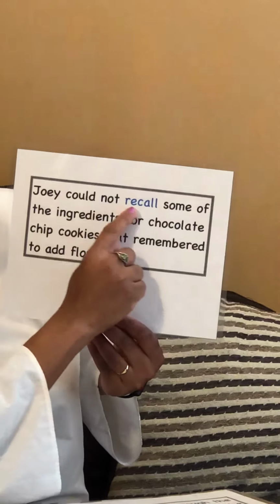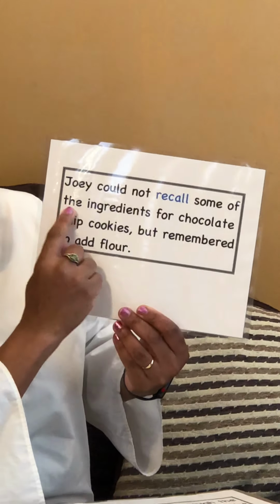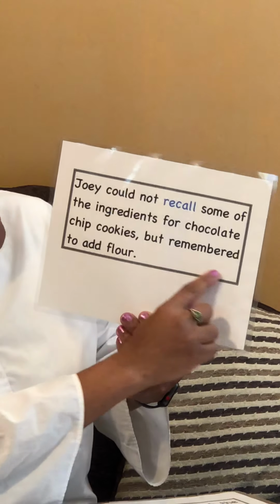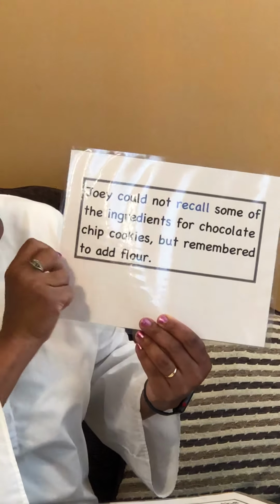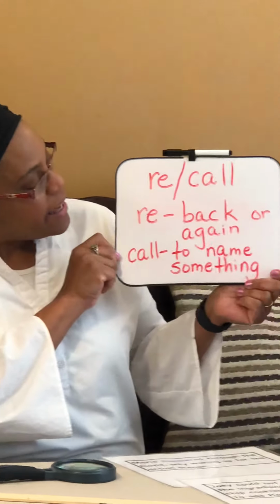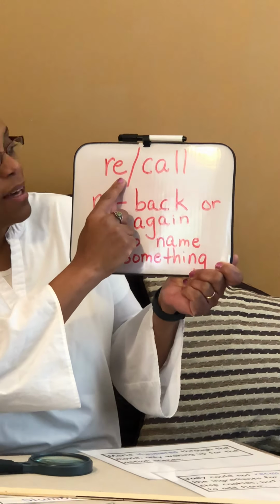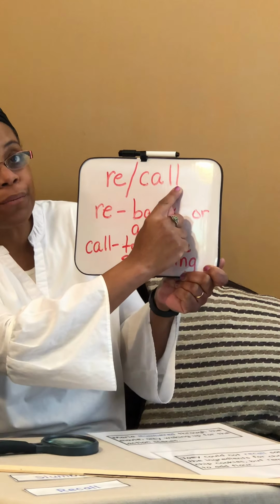Joey could not recall some of the ingredients for chocolate chip cookies, but remembered to add flour. Now, boys and girls, what do you think the word recall means? Let's look at this word. If we look at the word recall, it has 2 parts. We see the prefix re and the base word call.